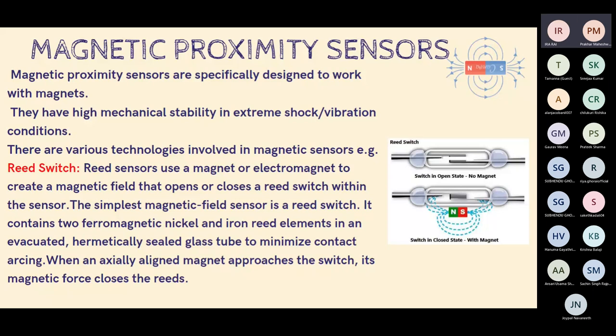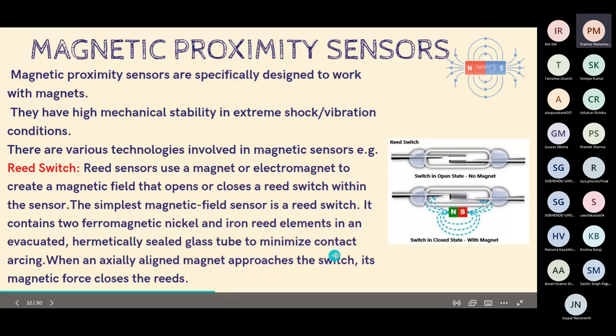Reed sensors make use of a reed switch. They use a magnet or electromagnet to create a magnetic field that opens or closes a reed switch within the sensor. Basically this is a reed switch, and we have two ferrous rods here. When there is no magnet, the rods are apart, but as soon as the magnet approaches the reed switch, the rods are joined, the switches are joined.